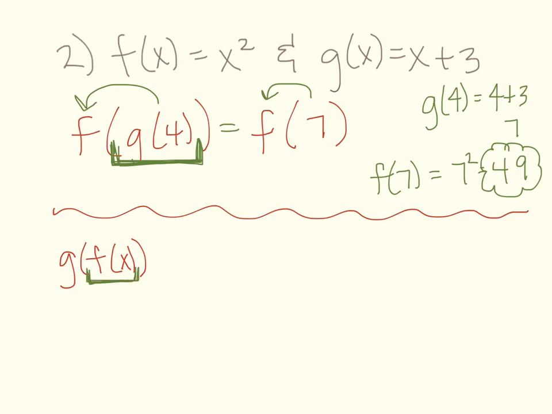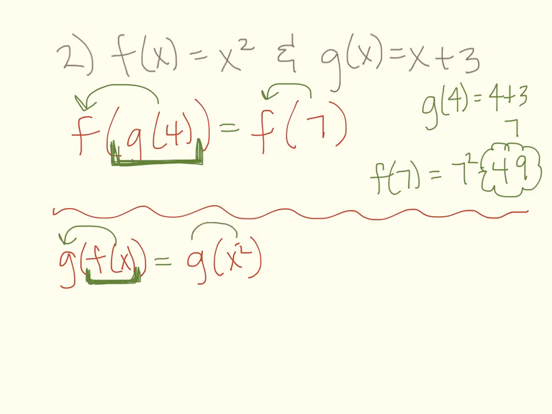So I want to find out whatever f of x is. I'm going to plug that into g. So the first thing I need to do is find out what f of x is. Well, what is f of x? F of x happens to be x squared. So what I'm going to do is I'm going to come over here and replace f of x with x squared. So instead of g of f of x, it's g of x squared. F of x is x squared, so I just replaced it or substituted it.